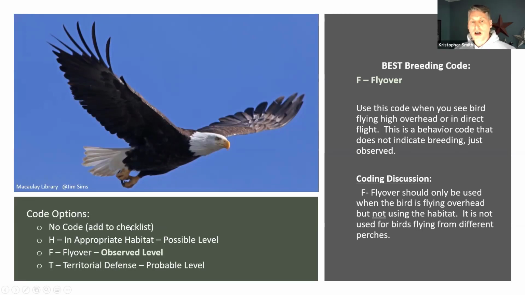Now, if you happen to be at the edge of the Croatan forest and the bald eagle was landing in the nest or in the tree or using that habitat other than just flying, then you would not use the flyover code. You would probably want to use H, the inappropriate habitat. Questions on that one?